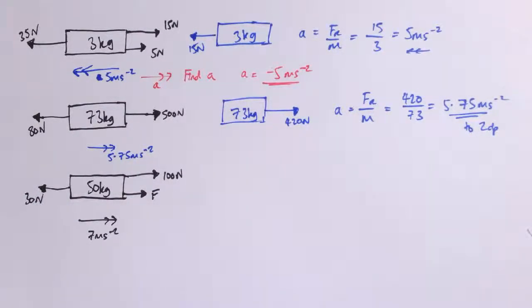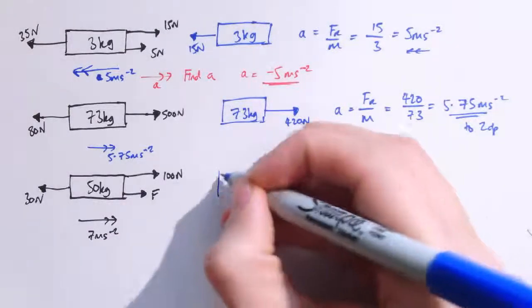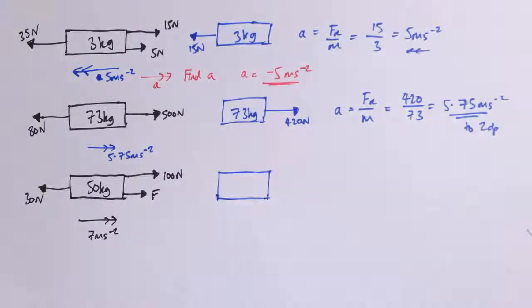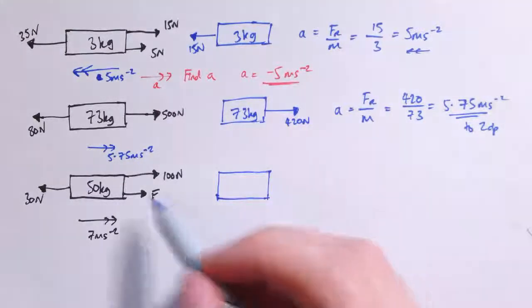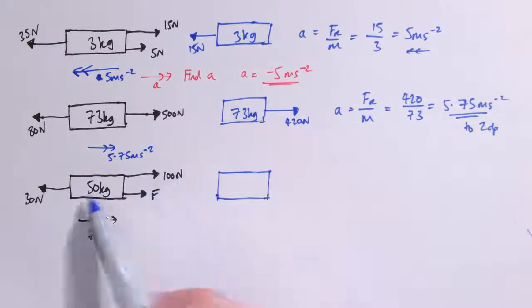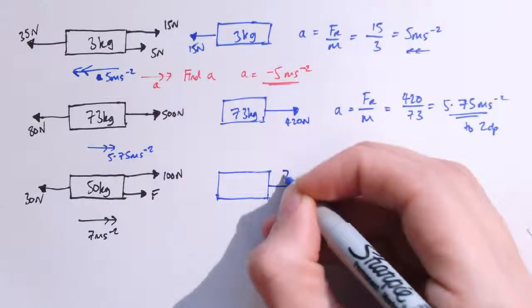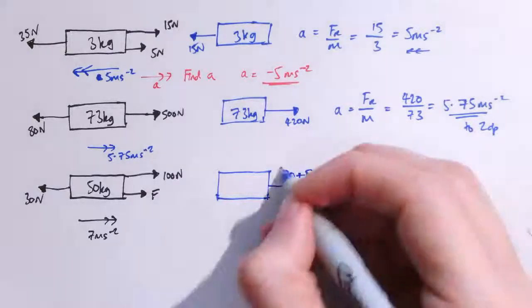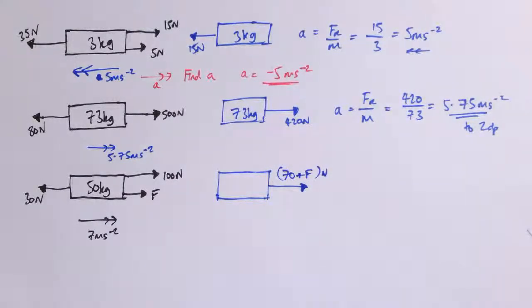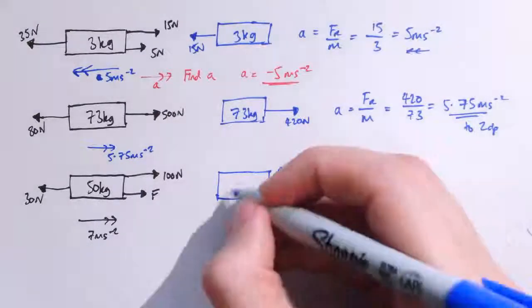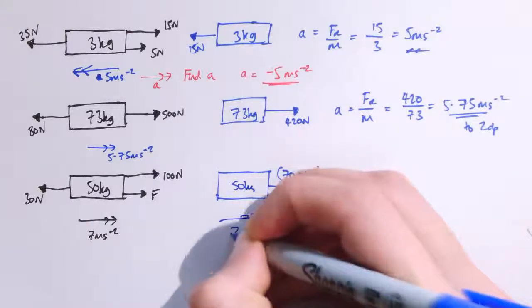In the last question we've got a slightly different situation. We want to find F, and this is one of those where, as I said, it's good that we reserve Fr for the resultant force so we don't get confused with this particular force, F here. So the resultant force, we've got 130, so they balance to give 70 to the right, and also an extra F to the right, so the resultant force is 70 plus F newtons in this direction, and the acceleration is 7 meters per second squared, and we've got a mass of 50 kilograms.